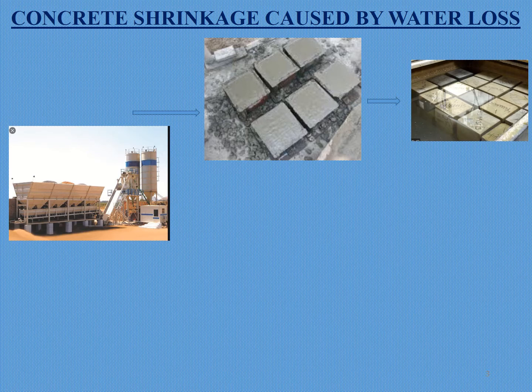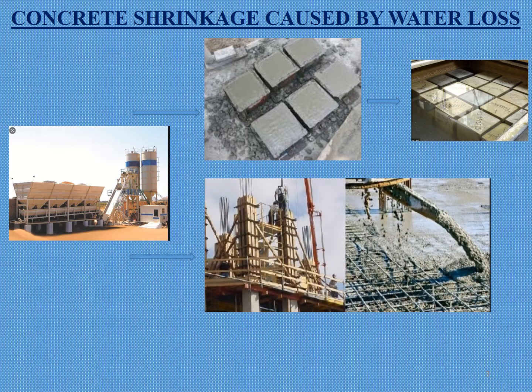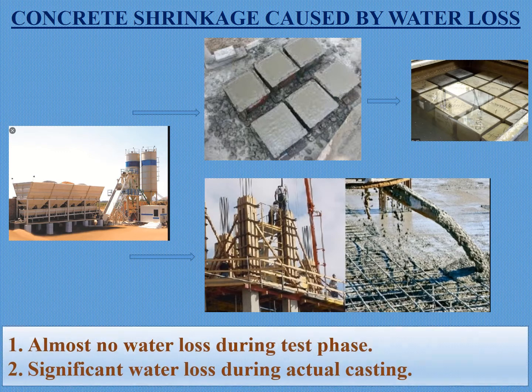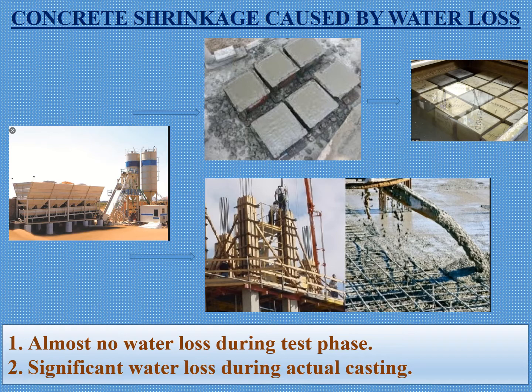Now you can understand that in the entire process of the preparation of the test cube, there is very little water loss. However, checking the actual phase, there is a significant amount of water loss due to contact with the surfaces and pipelines, and this will lead to the shrinkage of the concrete. In summary, almost no water loss during the test phase, but significant water loss during the actual casting.